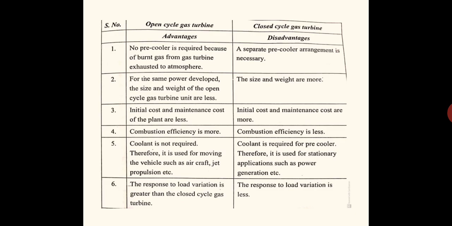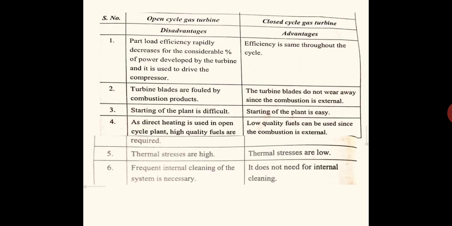Combustion efficiency is more in case of open cycle, whereas combustion efficiency is less in case of closed cycle. That I have already explained. Lack of oxygen, complete combustion will not take place. That means efficiency will be less. Coolant is not required, therefore it is used for moving vehicles such as aircraft, jet propulsion, etc. Here the coolant is required, so for these purposes it cannot be used. The response to load variation is greater than the closed cycle gas turbine. The response to load variation is less in case of closed cycle gas turbine.